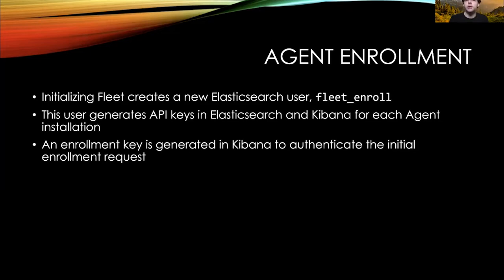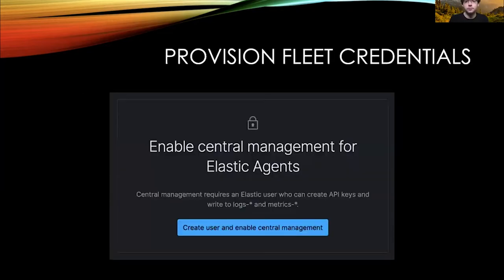Then you have an enrollment key, which is generated in Kibana and is tied to a single policy. That's used for this initial authentication into Kibana to begin the enrollment process. Each policy has one enrollment key, and it's a one-to-one relationship. So that's how the agent is identifying which policy it's supposed to be enrolled in.